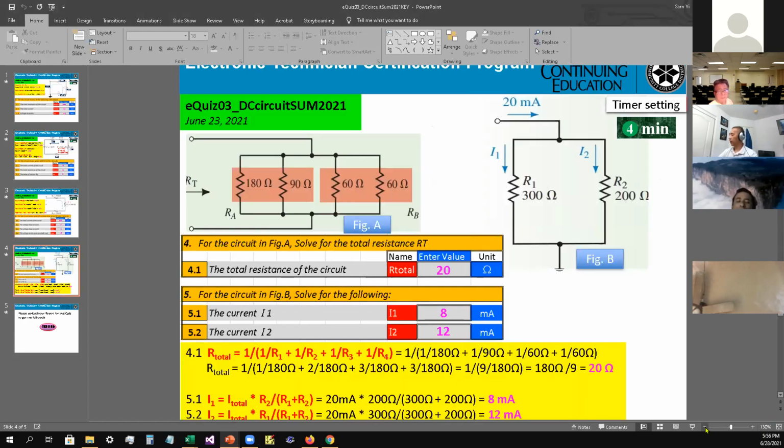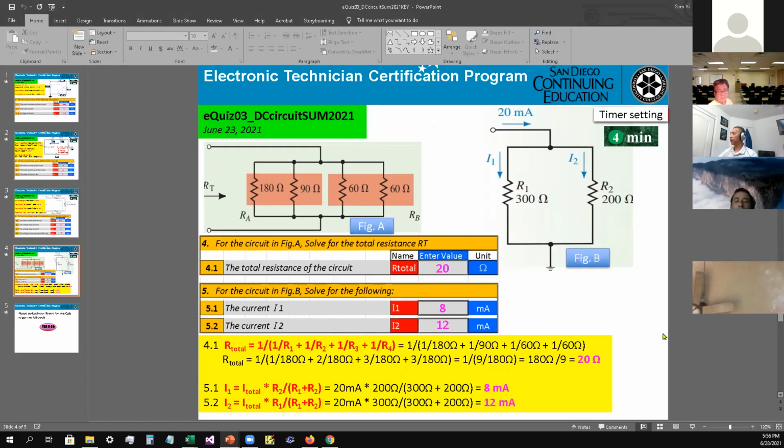So these two are going to be parallel circuits. Figure A is parallel, figure B is parallel. For number 4, they want to solve for RT of the first one. So you can put in your entire formula. R total equals 1 divided by the quantity 1 over R1 plus 1 over R2 plus 1 over R3 plus 1 over R4. And you substitute that in.